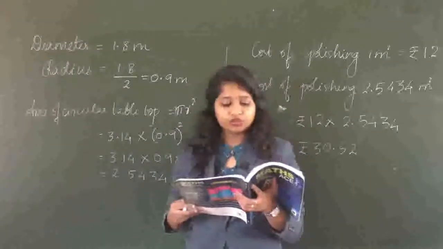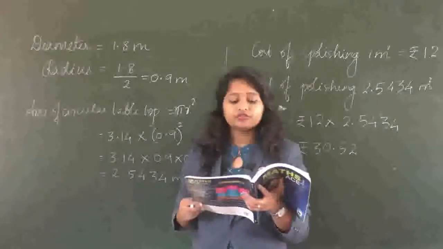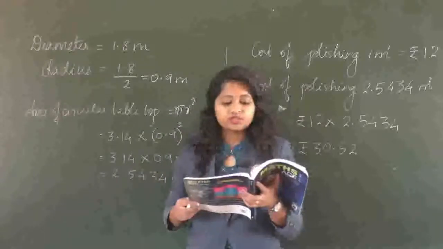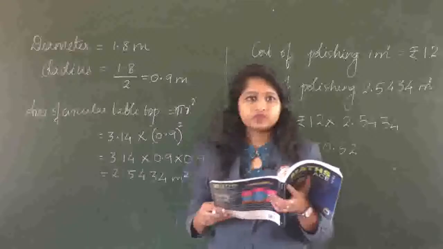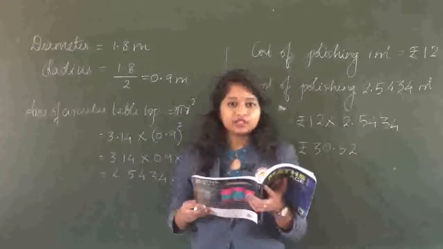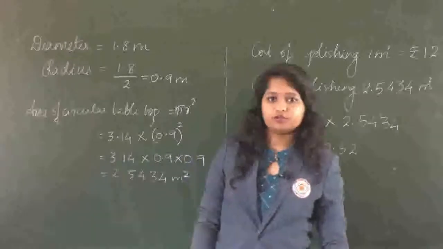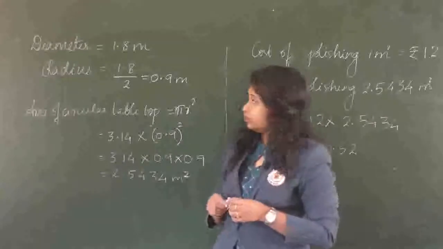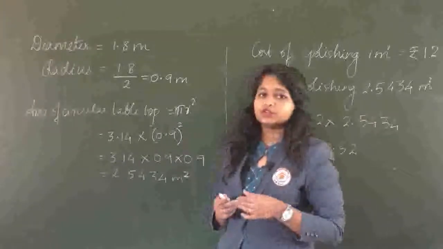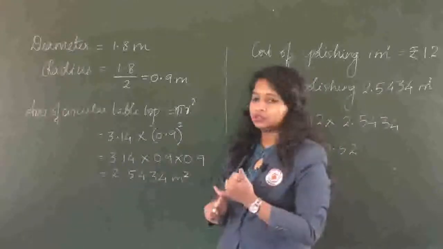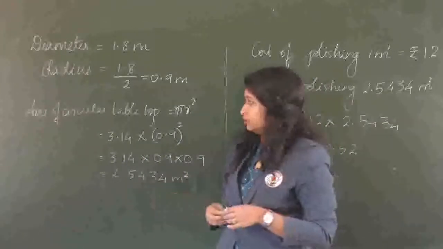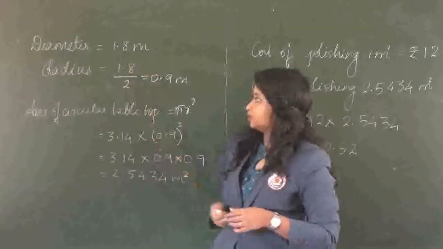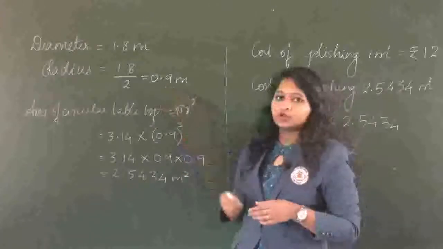Find the cost of polishing a circular tabletop of diameter 1.8 meter if the rate of polishing is rupees 12 per meter square. And it is also given to take the value of pi as 3.14. Okay. So the diameter of the circular tabletop is given as 1.8 meter. So if the diameter is given, we can find the radius. If we get the radius, we can find the area of the circular tabletop. So the radius is 1.8 divided by 2, which is 0.9 meter.